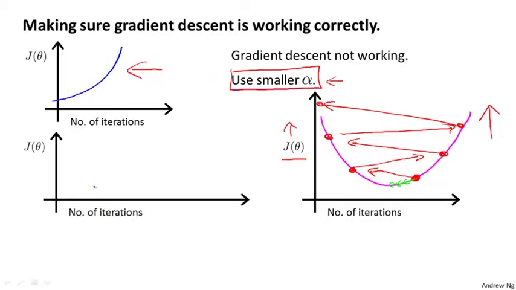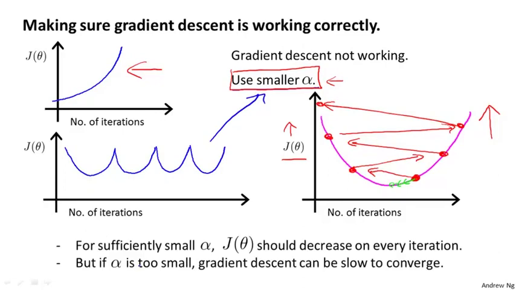Similarly, sometimes you may also see J of theta do something like this. It may go down for a while, then go up, then go down for a while, then go up, and so on. The fix for something like this is also to use a smaller value of alpha. I'm not going to prove it here, but under mild assumptions about the cost function J, which do hold true for linear regression, mathematicians have shown that if your learning rate alpha is small enough, then J of theta should decrease on every single iteration. So if this doesn't happen, it probably means alpha is too big and you should set it smaller.